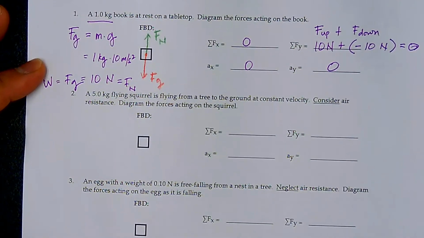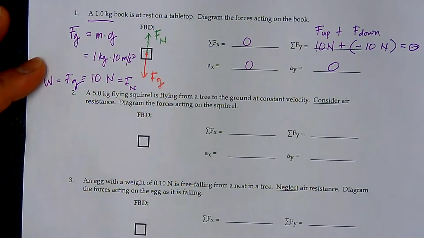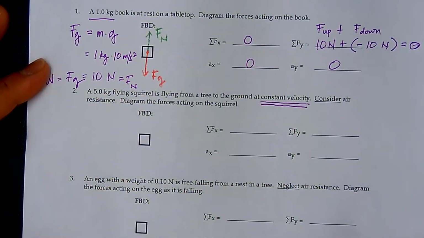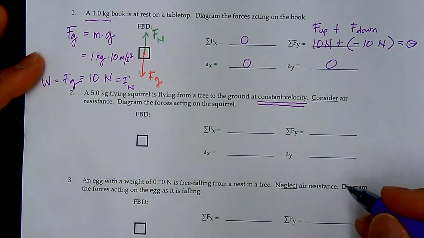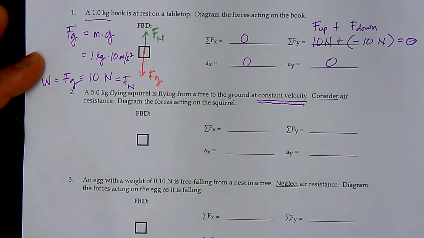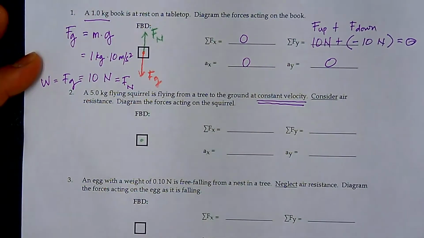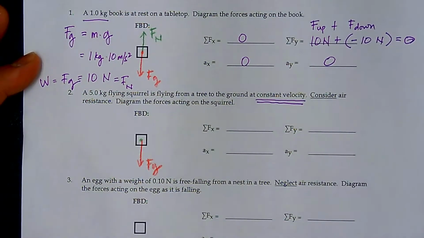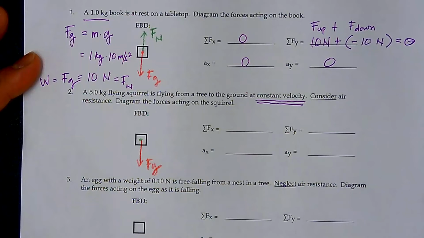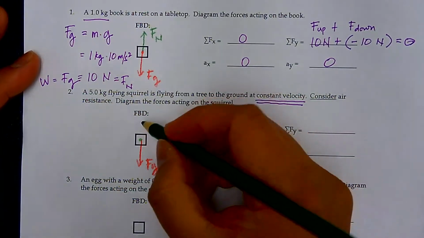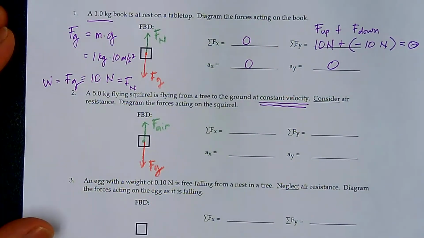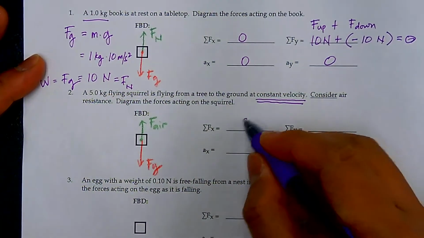Now let's move to number 2. A 5 kilogram squirrel is flying from a tree to the ground at a constant velocity. So this is my key concept there. Consider air resistance, so there is air friction. Diagram the forces, moving at a constant velocity. The object is acted upon by the force of gravity, and we're not going to ignore air resistance, F sub air. So forces on the x, definitely none, 0.